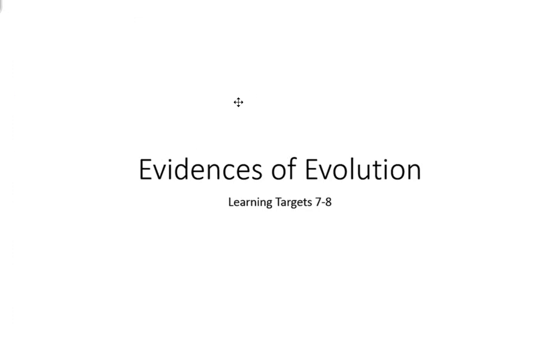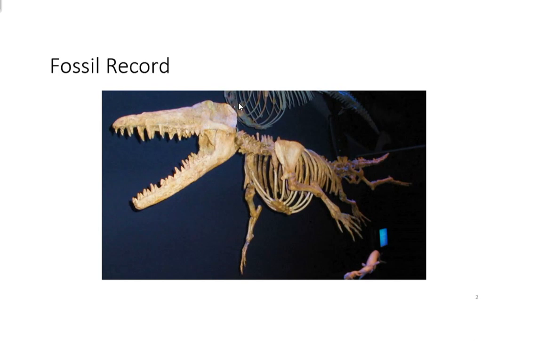This video is the evolution unit, learning targets 7 through 8 on the evidences for evolution. Begin by looking at the fossil record. We're going to look at 6 different evidences for evolution. The fossil record is the first of those, and fossils, of course, are preserved remains of past organisms.